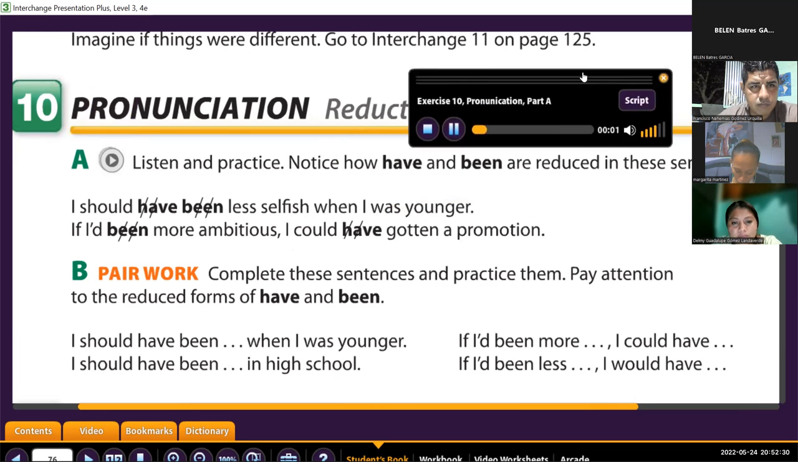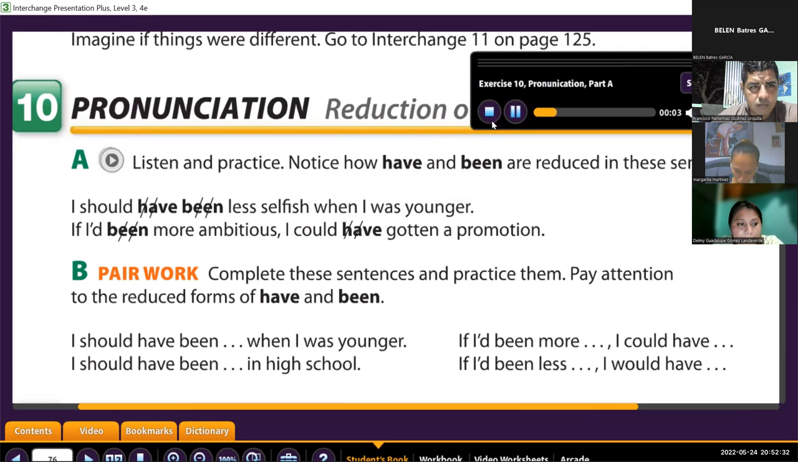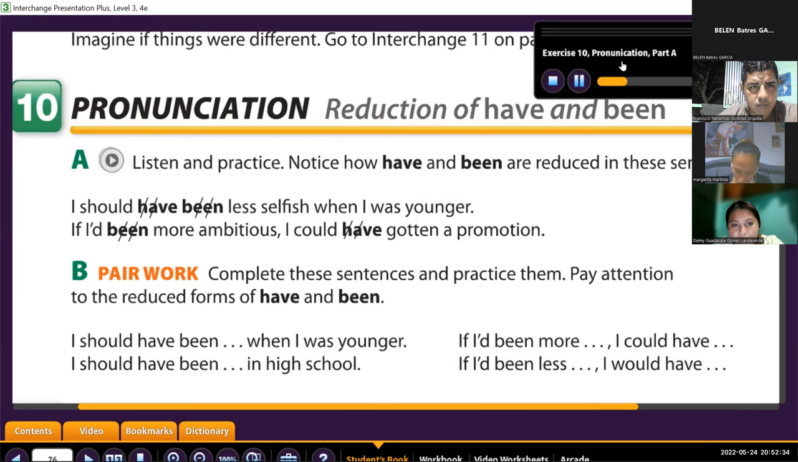Page 76, exercise 10, pronunciation. Reduction of have and been. Part A, listen and practice. Notice how have and been are reduced in these sentences. I should have been less selfish when I was younger. If I'd been more ambitious, I could have gotten a promotion.